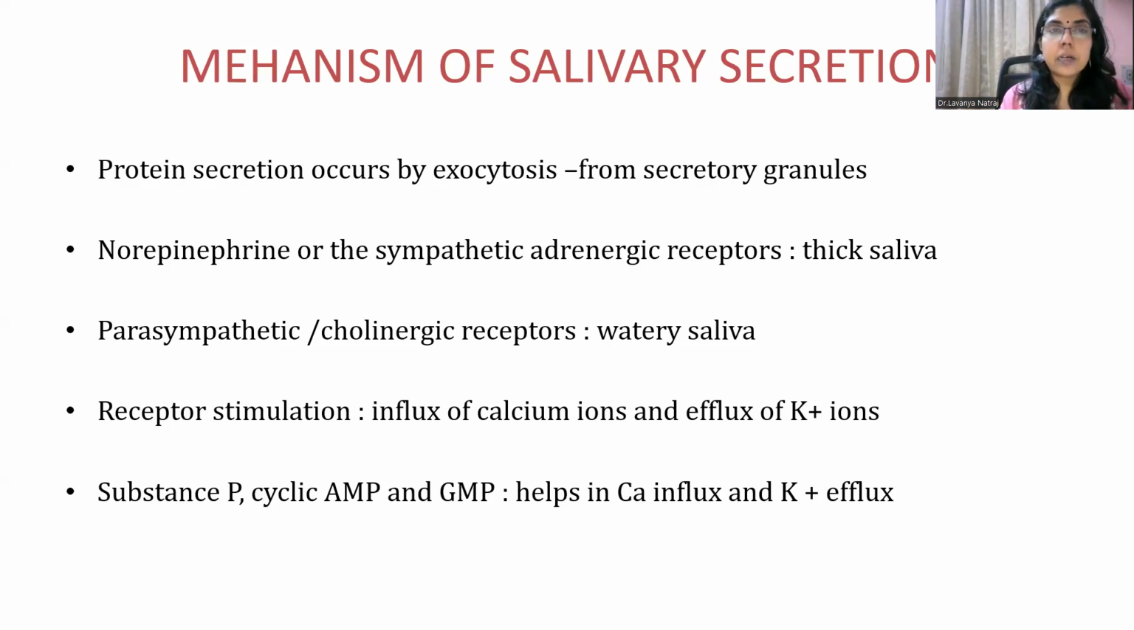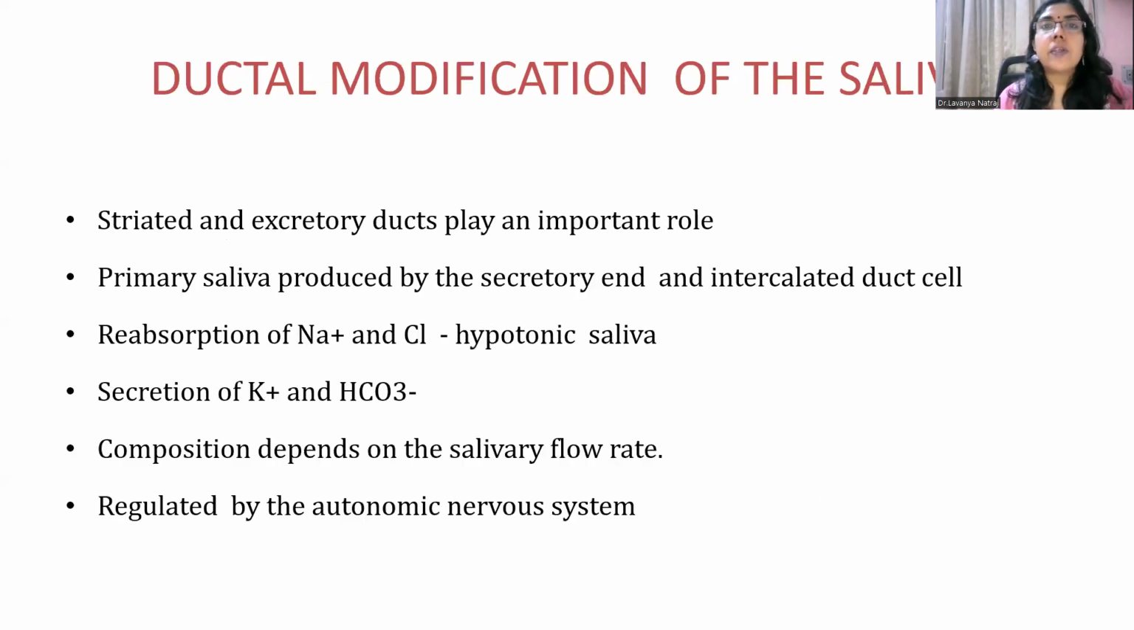And the parasympathetic, or the cholinergic receptor, will help in the formation of a watery saliva. This receptor stimulation will cause influx of calcium ions and efflux of potassium ions. That is very important for the formation of the saliva, the influx of calcium into the lumen and the efflux of potassium outside the lumen. So that maintains the electrolytic balance. And along with that, we have substance P, cyclic AMP and GMP, which help in the maintenance of these electrolytes. So that is the small gist of the mechanism of salivary secretion.